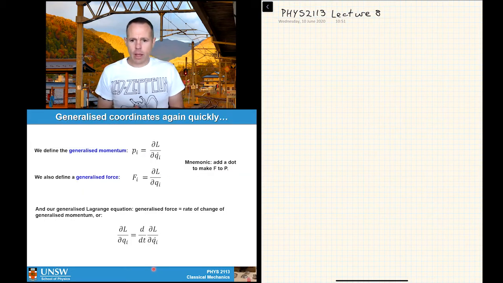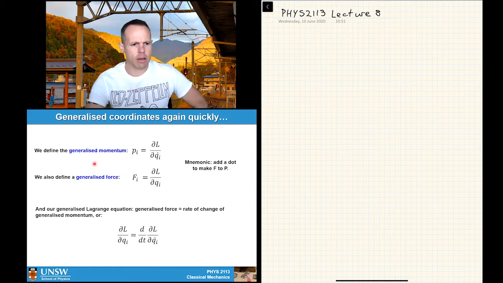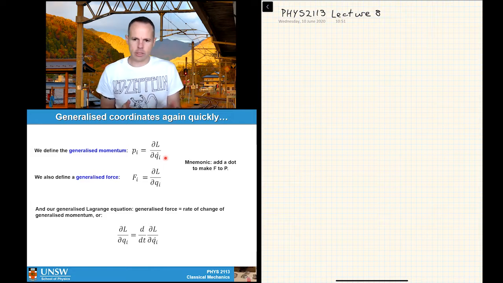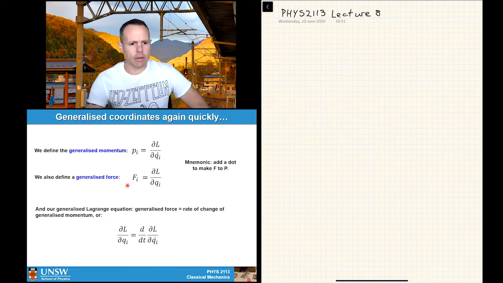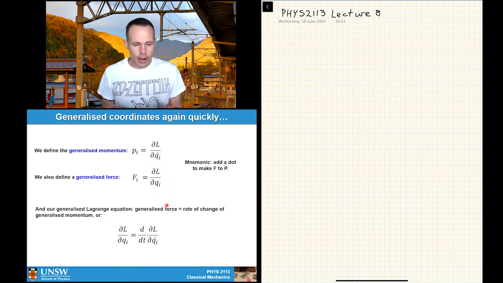Okay, so we have these ideas together. A very quick recap on generalized coordinates, just to make sure everyone's on the same page. We can define a generalized momentum, which we call p_i, which is dL/dq̇_i, and this is independent of the coordinate system. So if it was x, it would be what we saw a couple of slides ago, dL/dẋ. If it was φ, for example, it would be dL/dφ̇. And then we have a generalized force in here, and it's dL/dq_i.